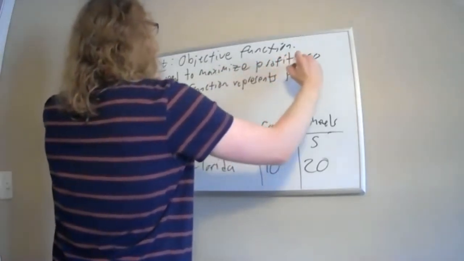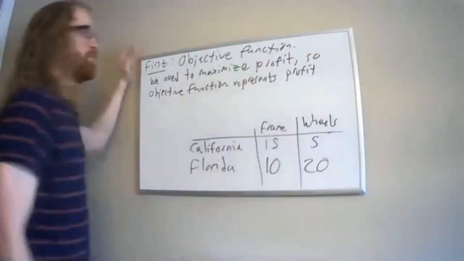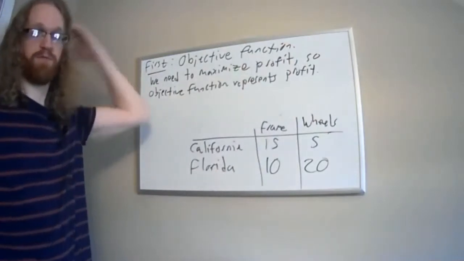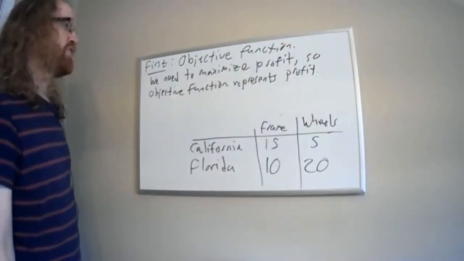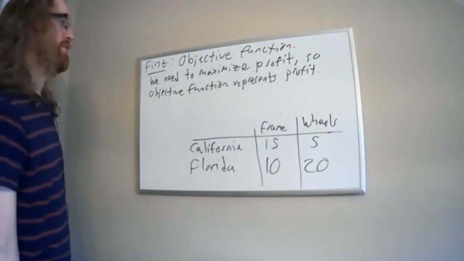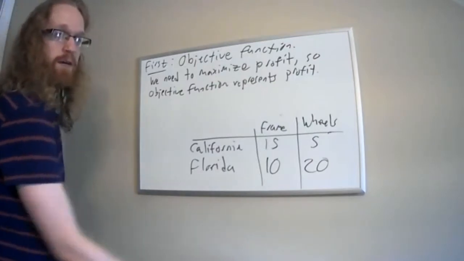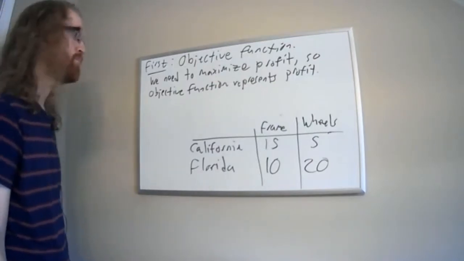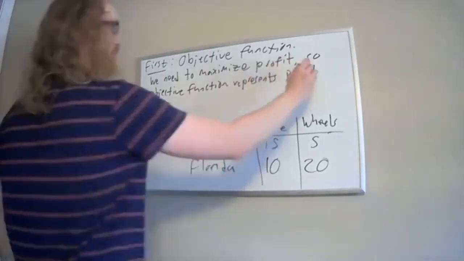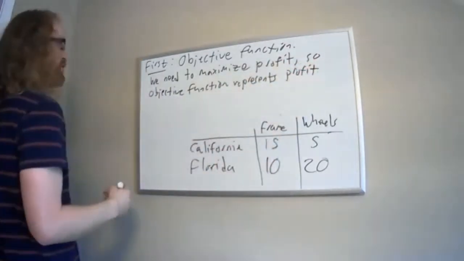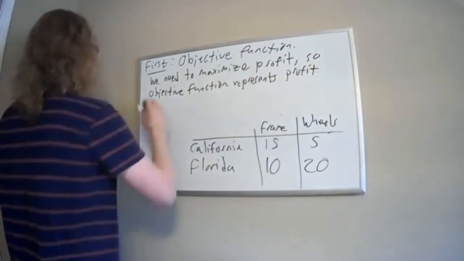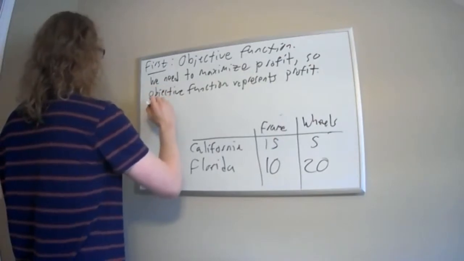It represents profit. So I need to write down some kind of formula with variables that will represent my profit. So it should depend on how many roller blades I produce. So here's what I would do. If you want to write down an objective function, the first thing you need are variables.